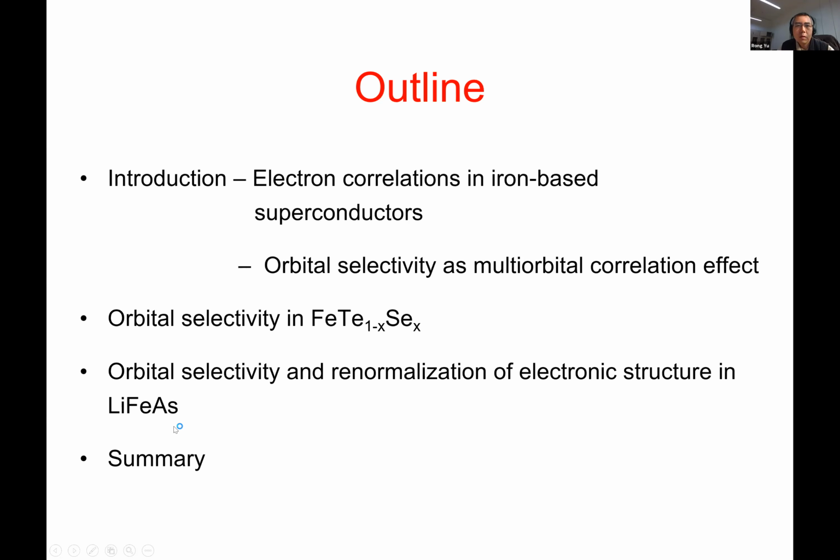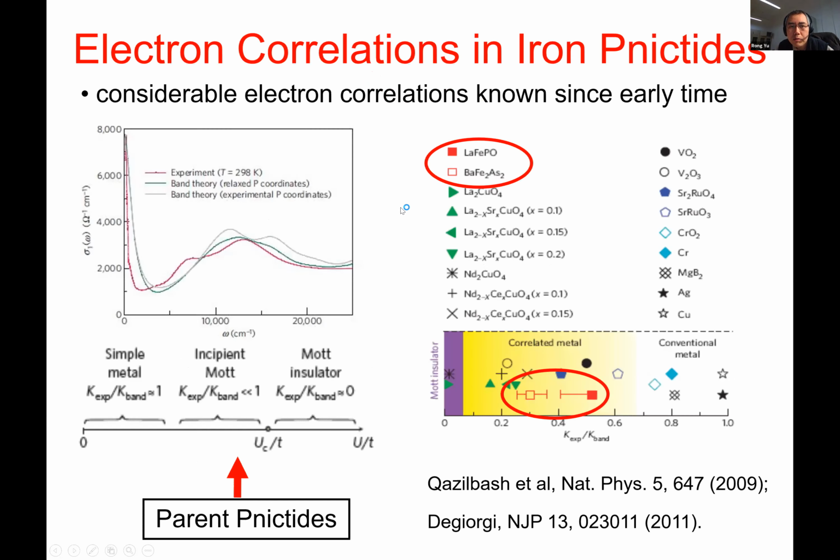Okay, so shortly after the discovery of high temperature superconductivity in the iron pnictides, it has been recognized that this system has considerably strong electron correlations, as one can see here in this optical conductivity data. The Drude weight is considerably suppressed from the band theory values. This suggests that the parent iron pnictide system is actually a bad metal.